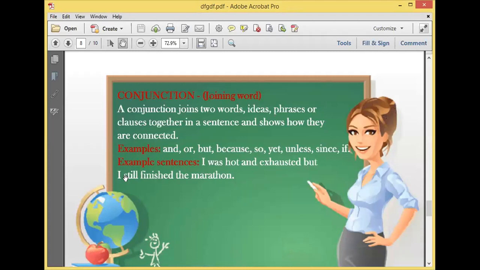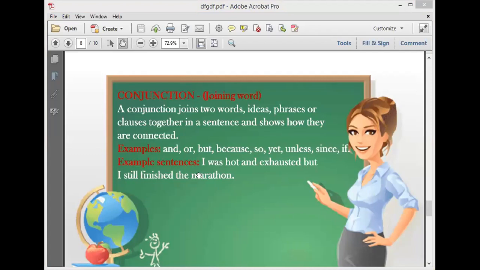And where can we find them here? I still finished the marathon. Can anyone tell me where's the conjunction in this sentence? I still finished the marathon. Pay attention, this is a homework. I want you to give me the conjunction you can find in this sentence. There is a conjunction. If you can find it, you will get a mark.